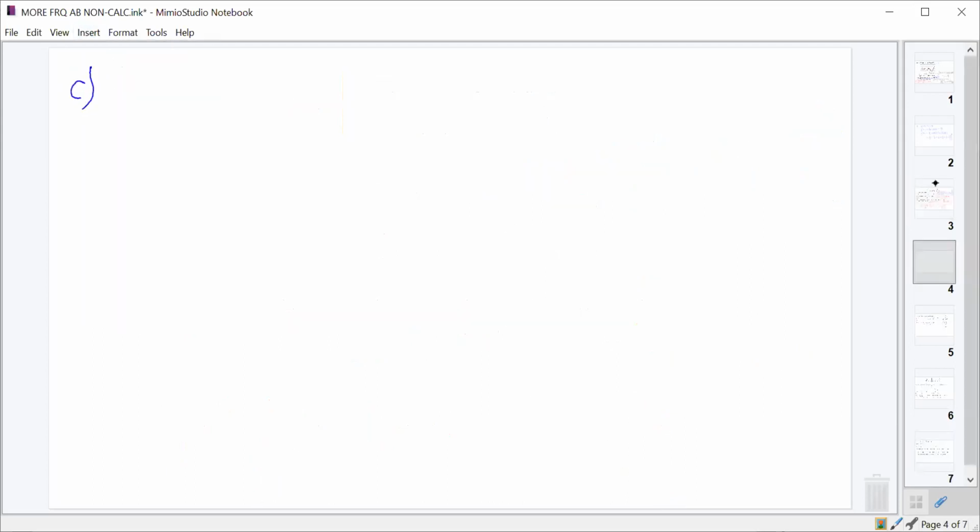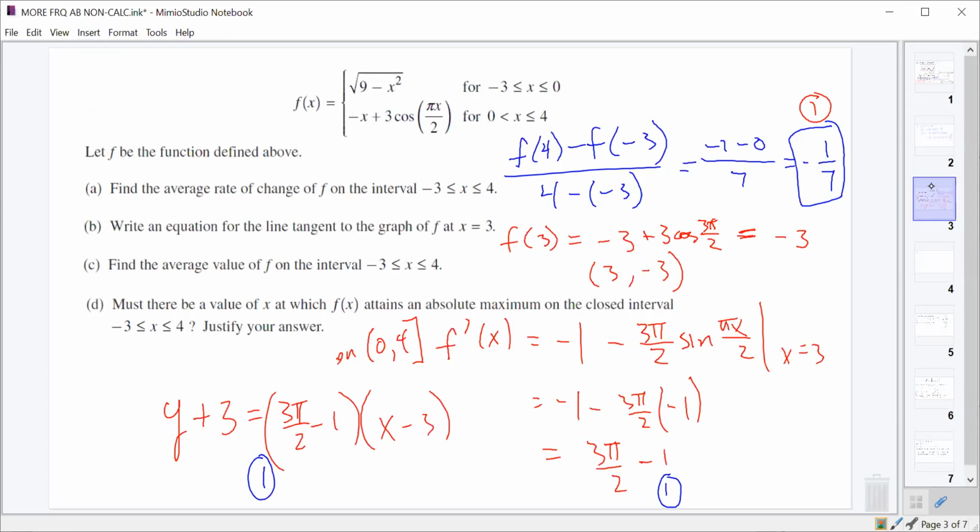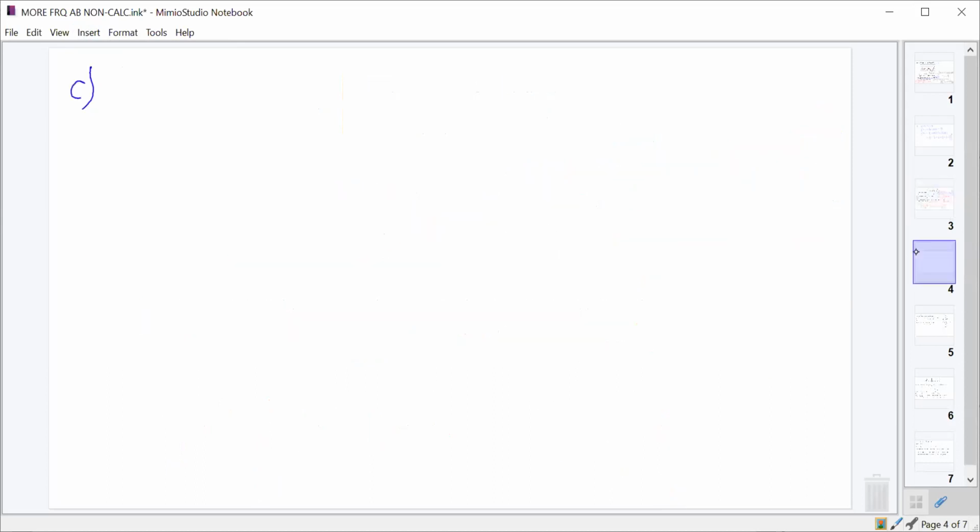Okay. All right, part C, we want to find the average value of f from -3 to 4. So how do we find the average value of a function on an interval? It's 1 over b minus a times the integral from a to b of that function. Well, we have an issue with the integral from -3 to 4 of that function. What's that issue? It's defined by 2 different pieces on that interval. That's okay. We'll just split it at that point.